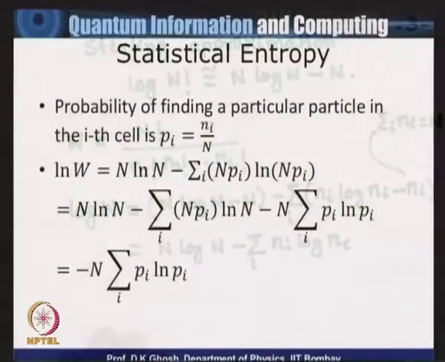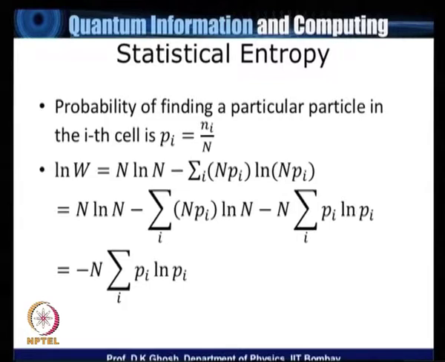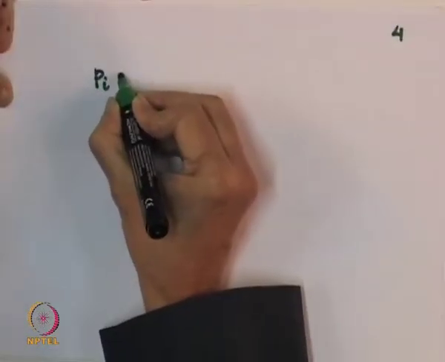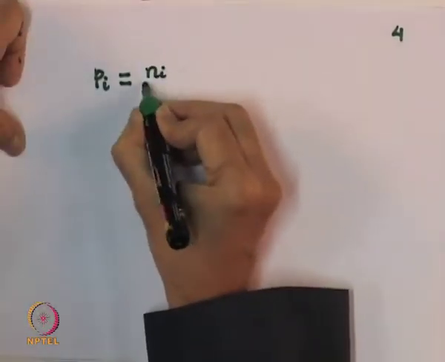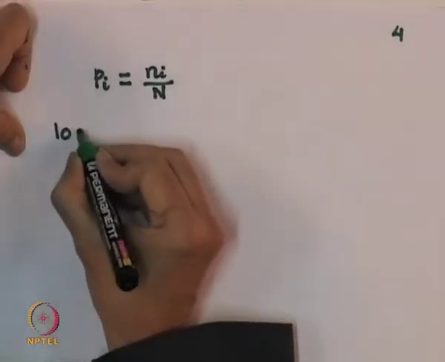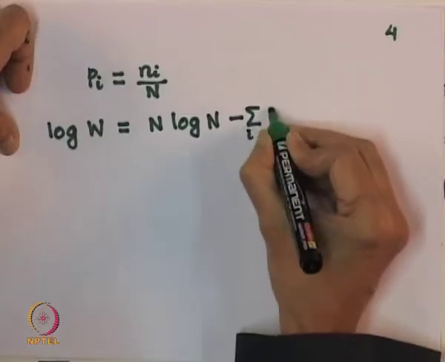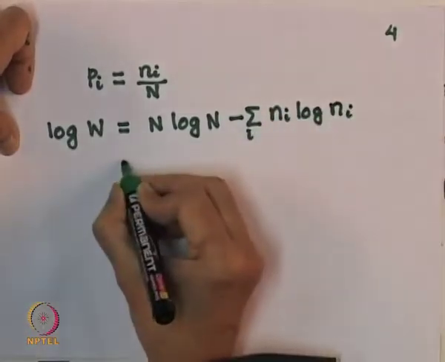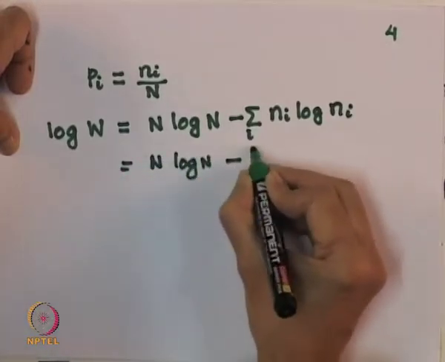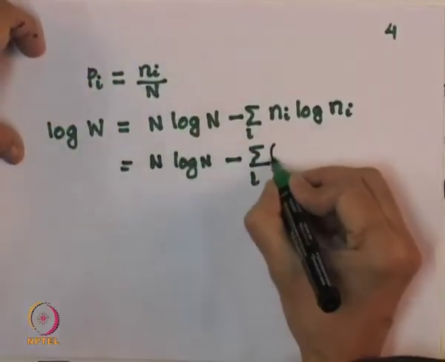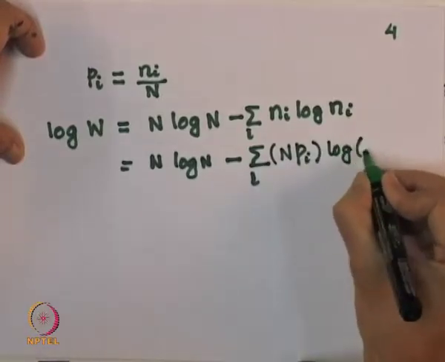Now, I would like to write it in a slightly different way by realizing what the probability is of finding a particular particle in the cell i. Since the number of particles in the cell i is ni, the probability pi of finding a particular particle in the cell i is given by ni divided by n. So, I will rewrite this log W, which is n log n minus sum over i of ni log ni, in the following way. Let us keep this as n log n minus sum over i. This ni, as you realize, is nothing but n times pi, logarithm of n times pi.